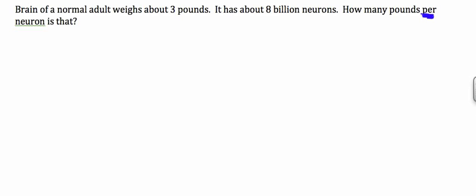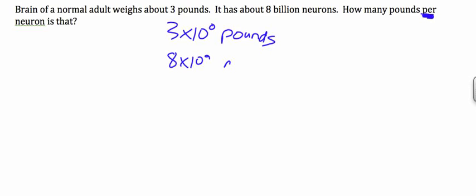Okay. Let's use scientific notation. So 3 pounds is 3 times 10 to the 0. Anything to the 0 power is 1. So times 10 to the 0 would just be 3 times 1, or still 3. Okay? That's how many pounds your brain weighs, approximately. And there's about 8 billion neurons, so that's 8 times 10 to the 9th neurons.